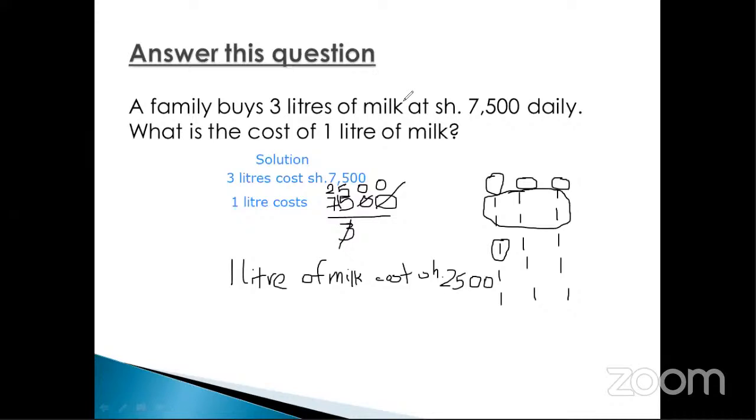This is what we learned already. So what we are going to look at today is not far from what we are learning. Only that today they can say the cost of 3 liters of milk is 7,500. Then they ask you the cost of more than 1 liter of milk. They can ask you the cost of 2 liters. They can ask you the cost of 5 liters. So that is what we are going to learn today. We are going to look at finding the total.